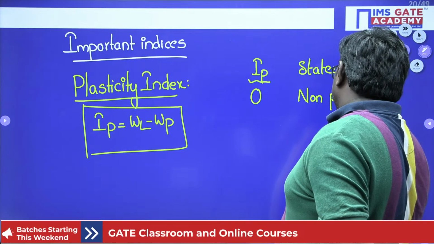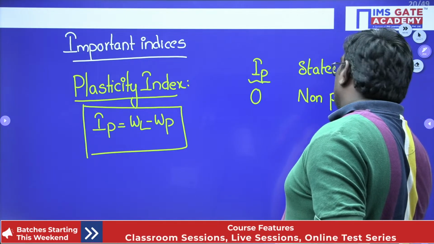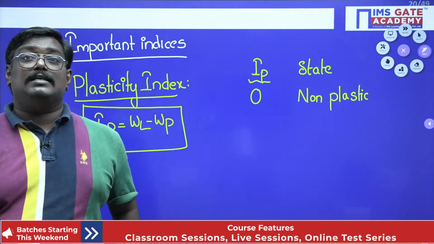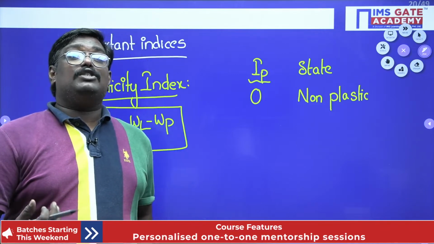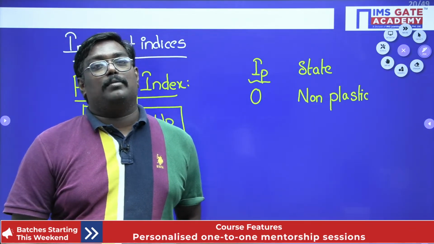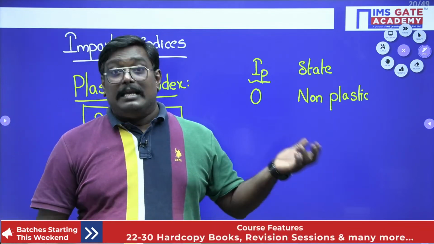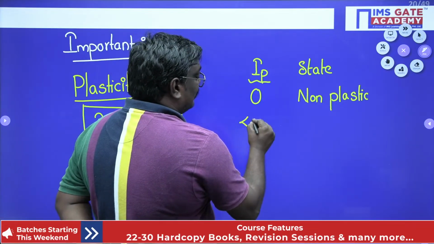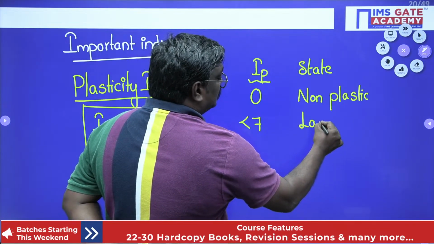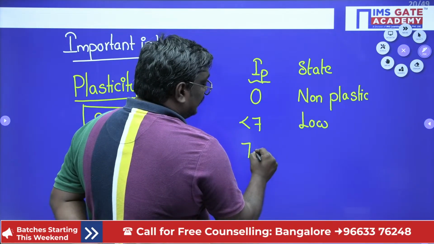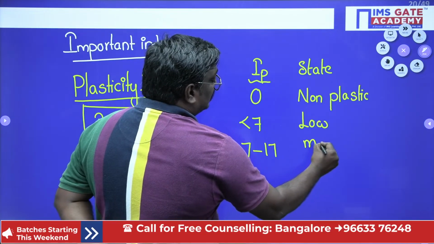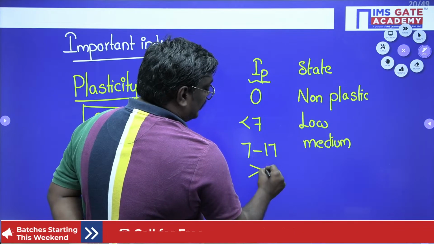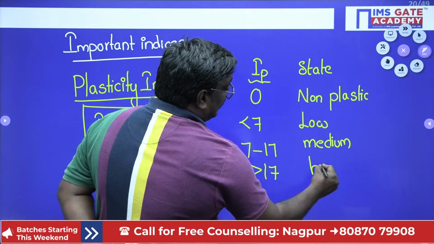What does plasticity mean? It is the property of the soil which allows it to deform but without any rupture. Consistency is the property of the soil which offers resistance against deformation. If the plasticity index is less than 7, we take that soil as low plastic. If it is between 7 and 17, we take that soil as medium plastic. And remember, if the plasticity index is more than 17, we take it as highly plastic.